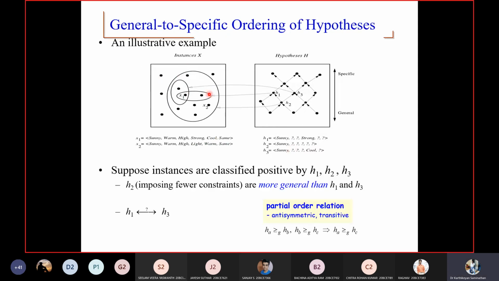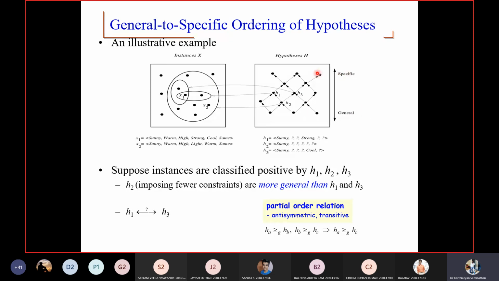I showed you before, right? Sunny, summer; cold, winter. That is a given instance. Here you see instances x1 and x2: sunny, warm, high, strong, cool, same; and sunny, warm, high, light, warm, same. These are my instances. I need to map my instances to the hypothesis. The top is the specific, nothing but φ, and the general is nothing but the question mark.